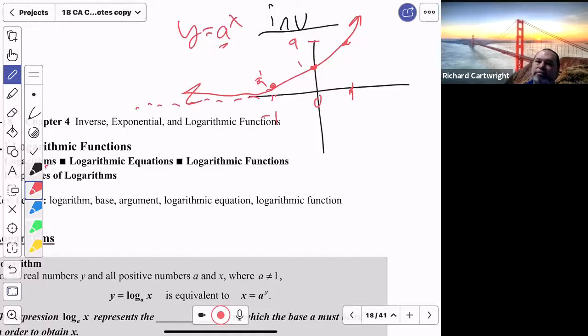Today we're moving on to the logarithmic function. So remember what we talked about if it's inverse. We have this magic line, y equals x. And something happens to a function when we take its inverse.